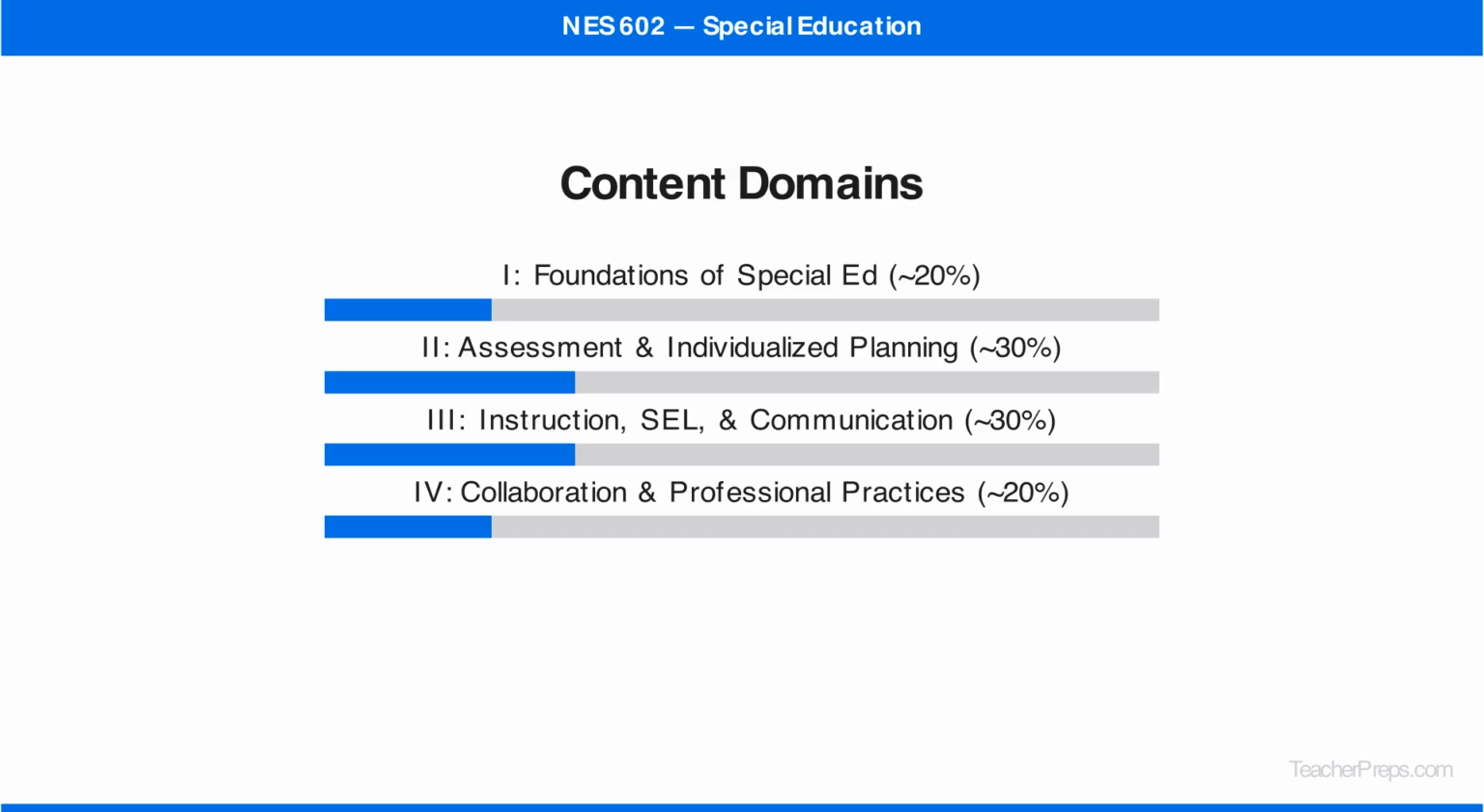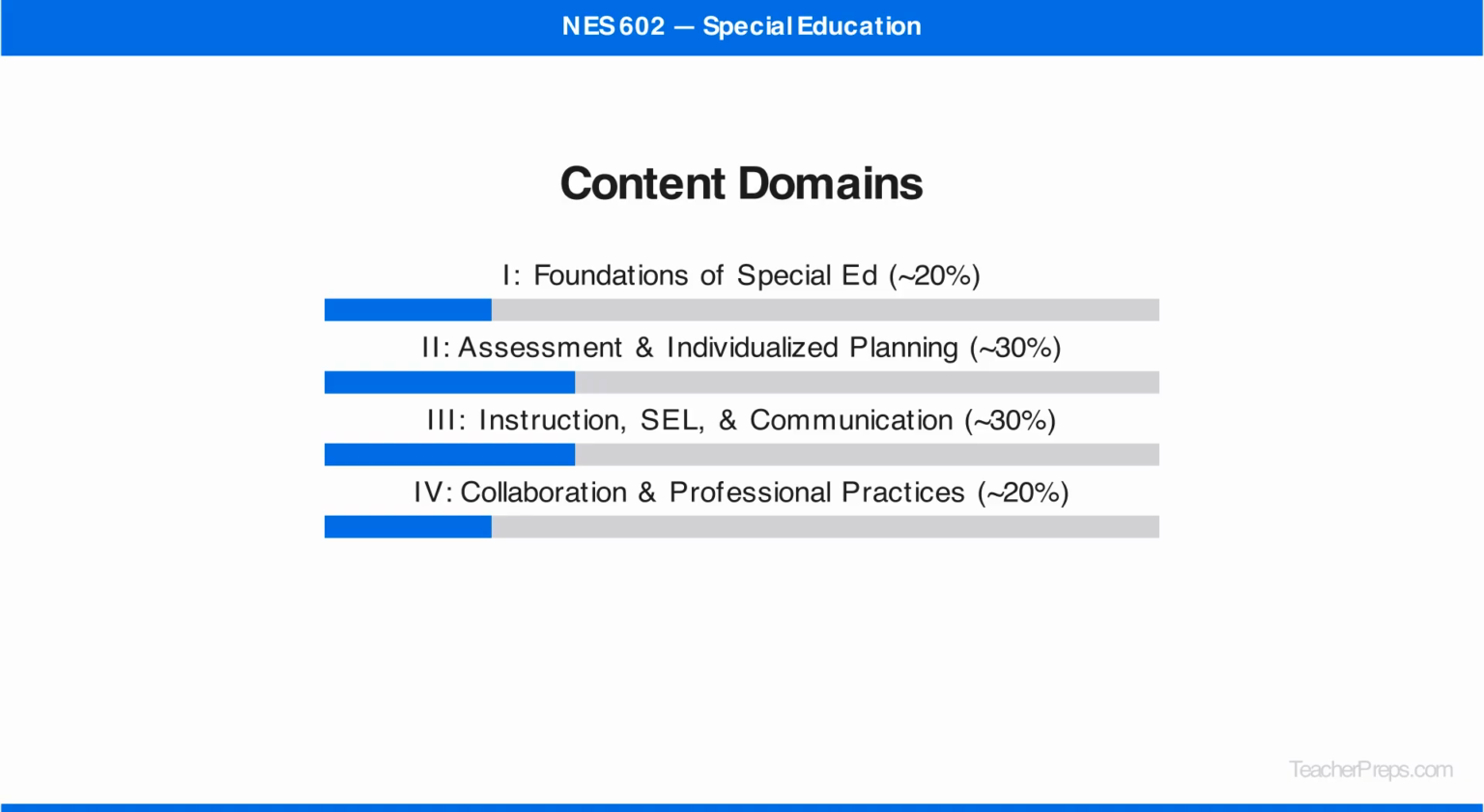Domain 1, Foundations of Special Education, is approximately 20%. Domain 2, Assessment, the Learning Environment, and Individualized Planning, is the largest at approximately 30%. Domain 3, Instruction, Social-Emotional Learning, and Communication, is also approximately 30%. And Domain 4, Collaboration and Professional and Ethical Practices, is approximately 20%. In this video, we'll deep dive into Domains 1 and 2, which together account for half of your exam.